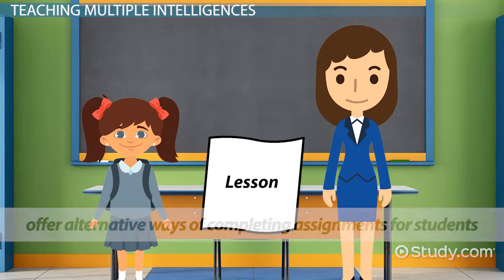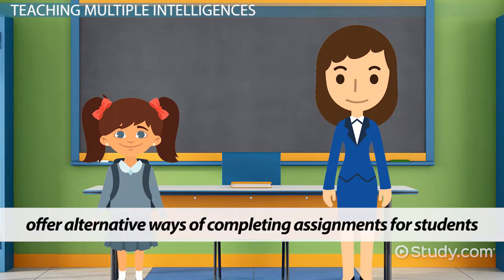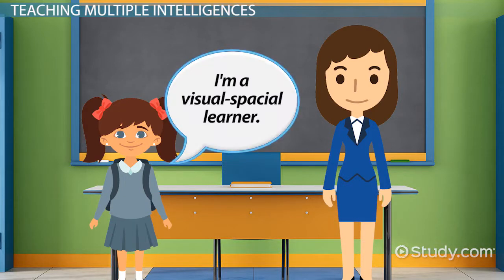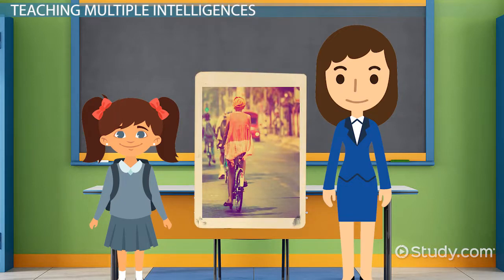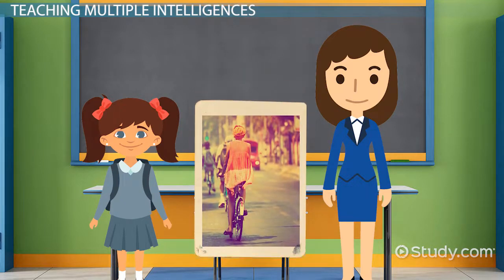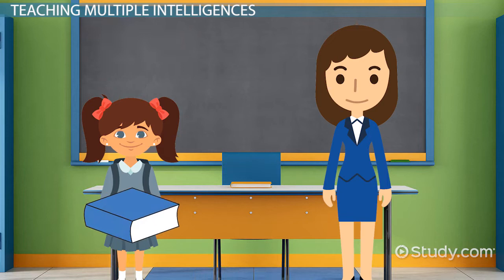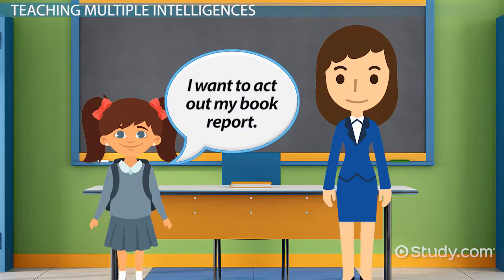Once you know what learning styles are present in your classroom, you can begin to tailor your lessons to those styles. Next, you need to offer alternative ways of completing assignments for students. Since you know that your students prefer learning in different ways, allowing them to work in their preferred medium will help them learn better. For example, if students need to complete a book report, give them the option to write it, create a visual piece, or act it out. Providing more options will cover different learning styles, leading to a more successful classroom.